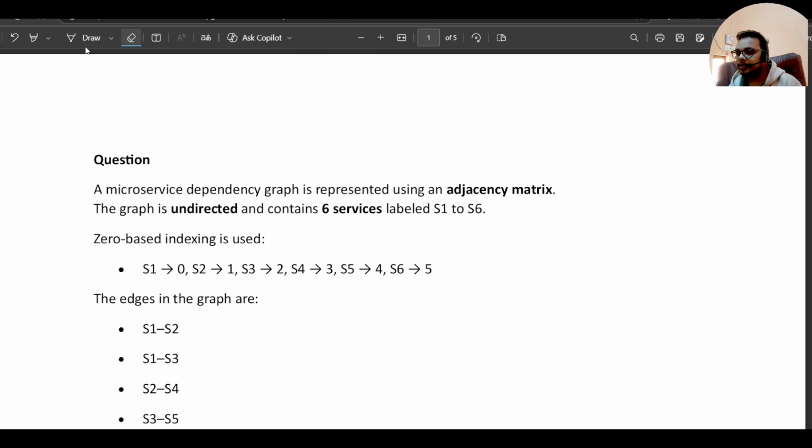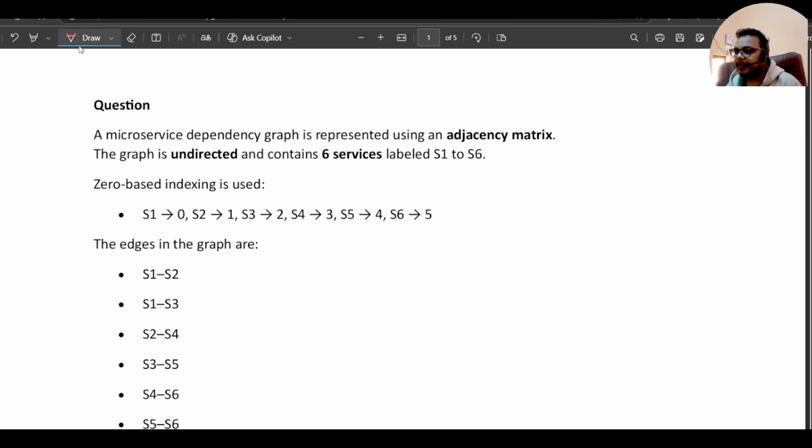So this is the question. A microservice dependency graph is represented using an adjacency matrix. The graph is undirected and contains 6 services labeled S1 to S6. So see, how many services are there? Total 6 services, S1 to S6. Okay, this is clear. The graph is undirected.